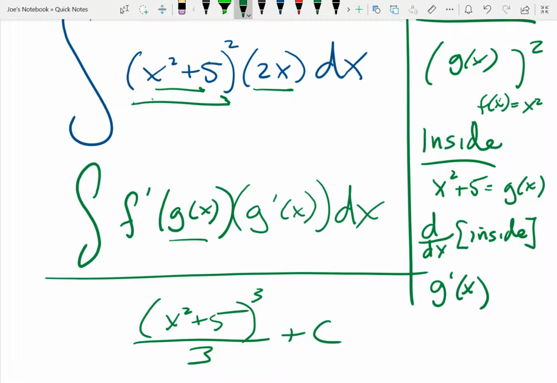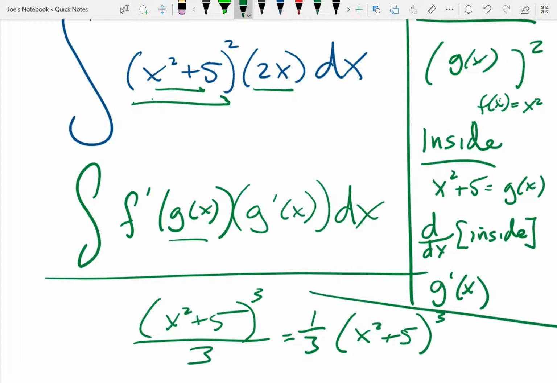But that's not the focal point of today's lesson. That's not recognizing the pattern. The plus C could be any one of those on any vertical line. But let's rewrite that. That's the same thing as 1/3 times x squared plus 5 to the power of 3.